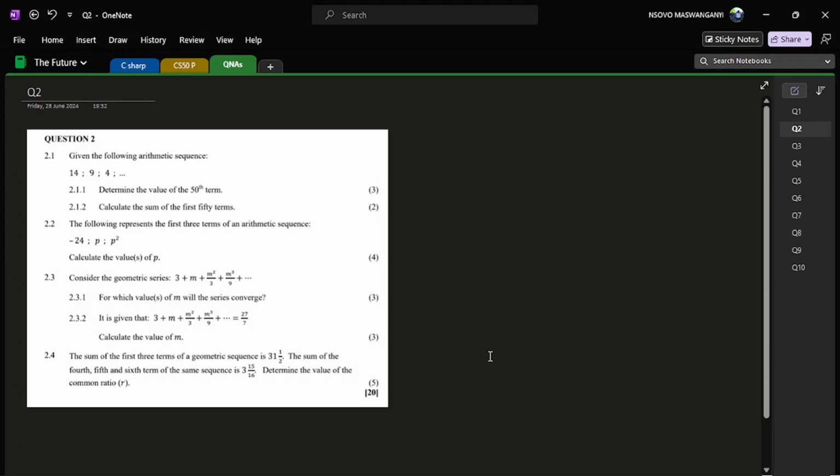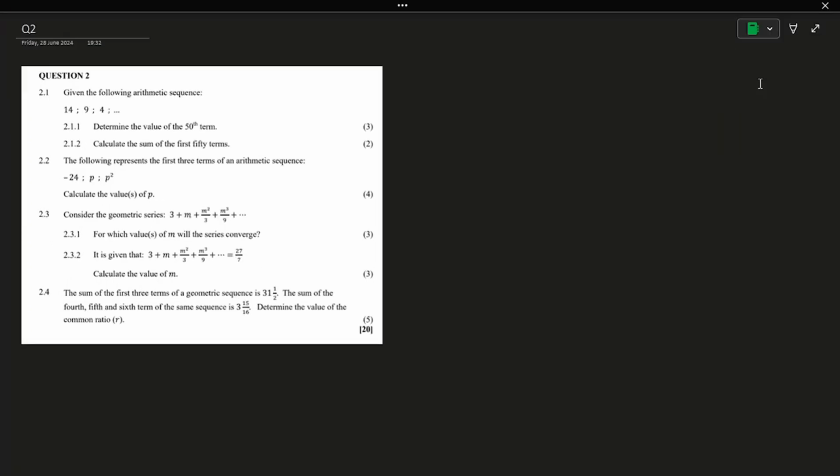Welcome to question 2 of the trial preparation series, and we continue with the Eastern Cape trial question paper from 2015. Question 2.1 says, given the following arithmetic sequence, arithmetic is the same as linear. 2.1.1, determine the value of the 50th term. In questions like this, you don't want to waste too much time.